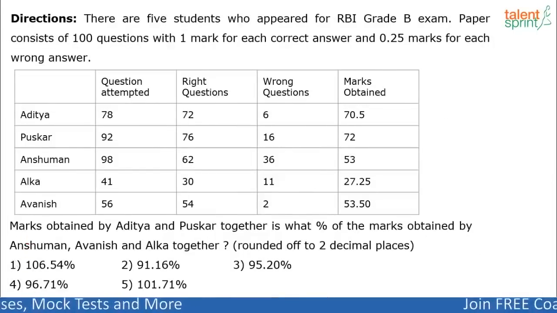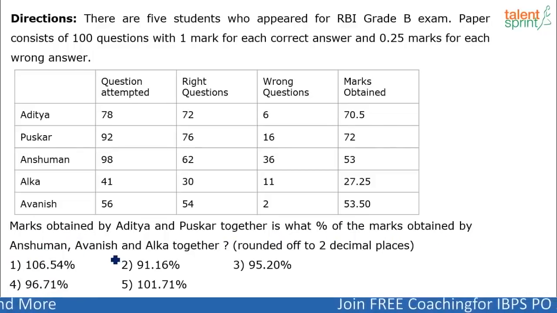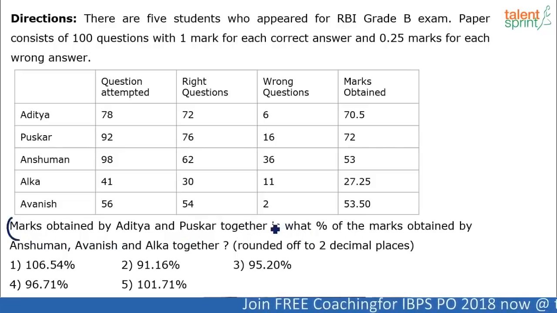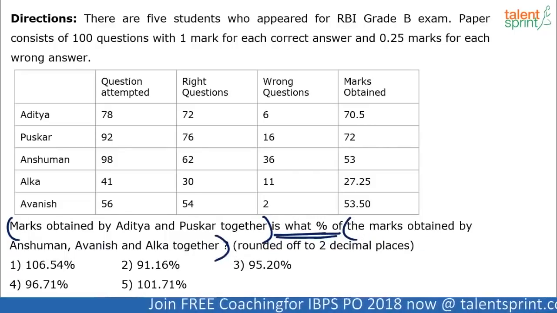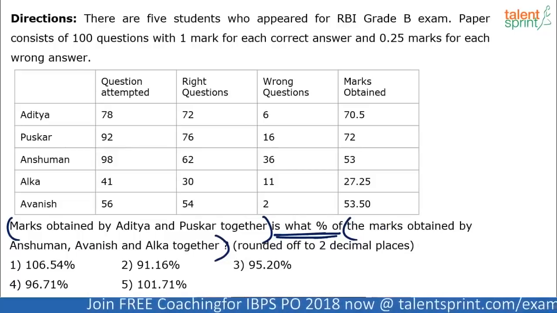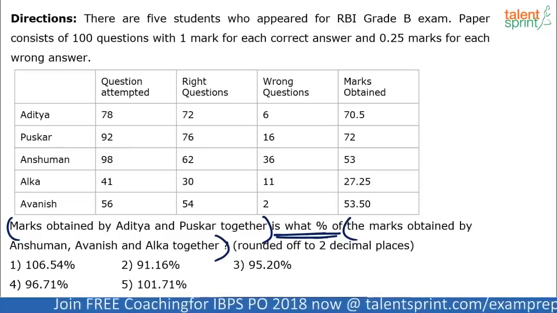All right. Here's the next question. Marks obtained by Aditya and Pushkar together is what percentage of the marks obtained by Anshuman, Avanish and Alka together? So this is a simple X is what percent of Y type of question, right? X is what percent of Y? X by Y into 100. So just do that calculation and get the required answer.